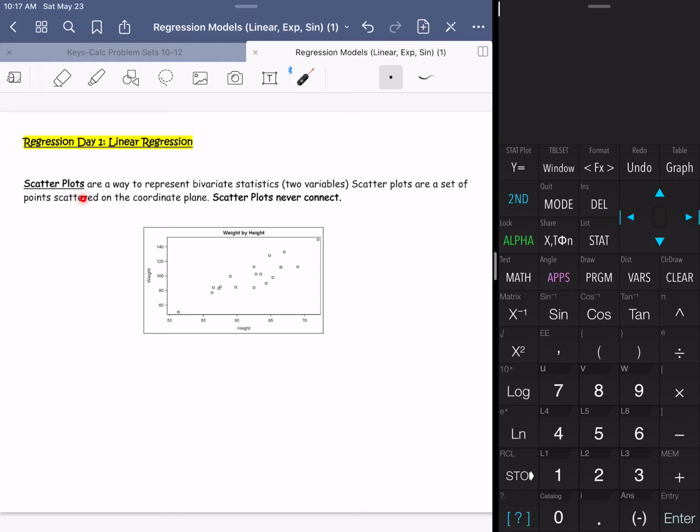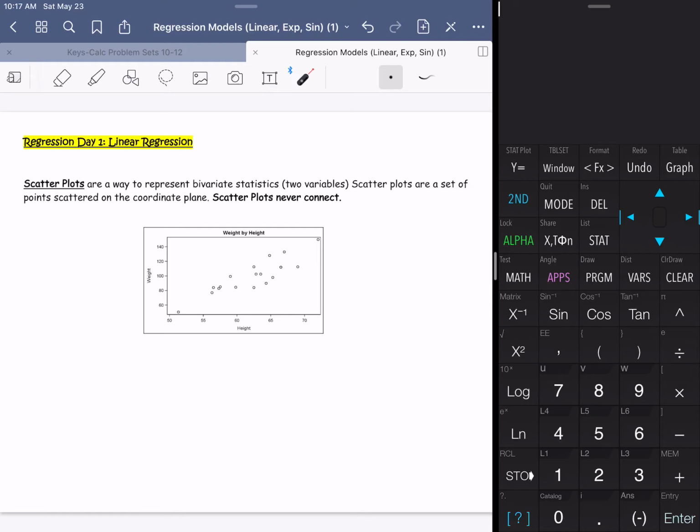Okay, so scatter plots. Scatter plots are a way to represent bivariate statistics, or variables of two variables. Scatter plots are also a set of points that are scattered around the coordinate plane that never connect. So here's an example of data comparing height and weight. If you see somebody's weight is maybe 52 pounds, this is their height. If somebody has a height of 70, then their weight would be somewhere around 120, 140. So this is a scatter plot. It just literally puts the information on a graph.